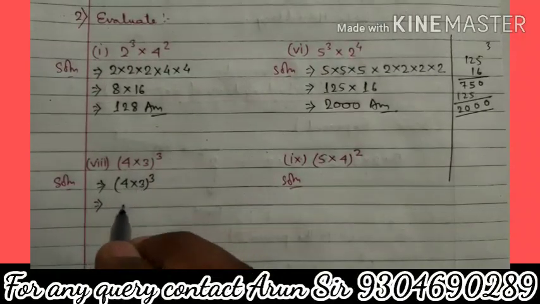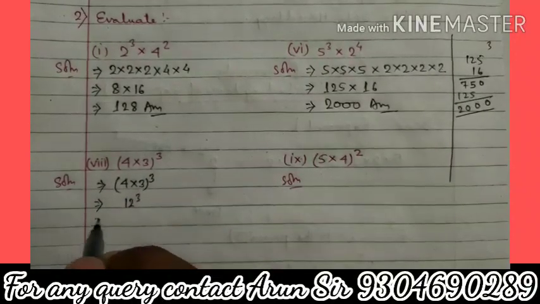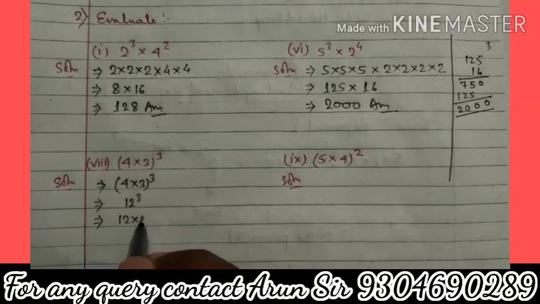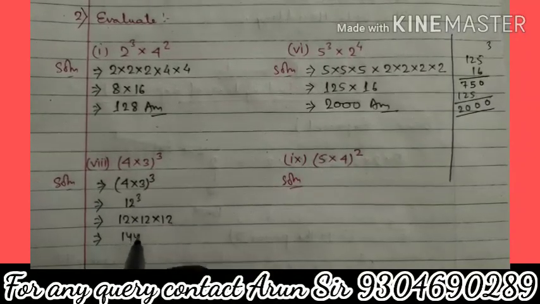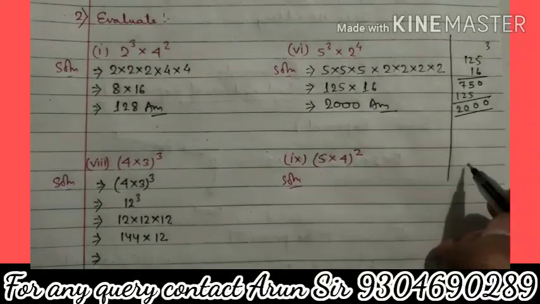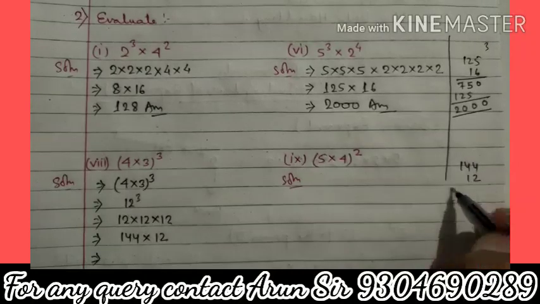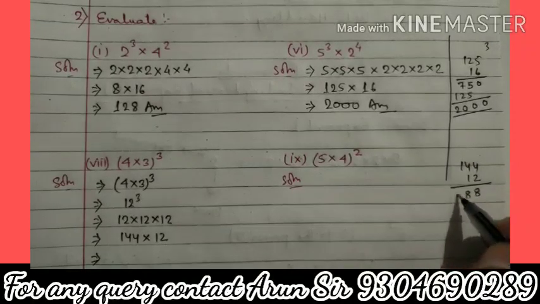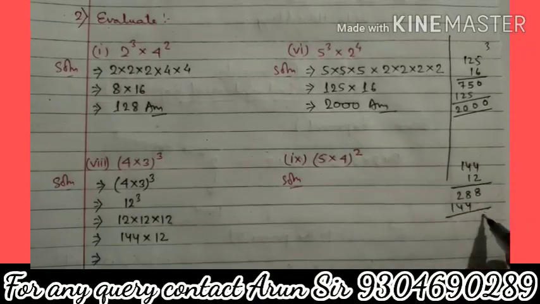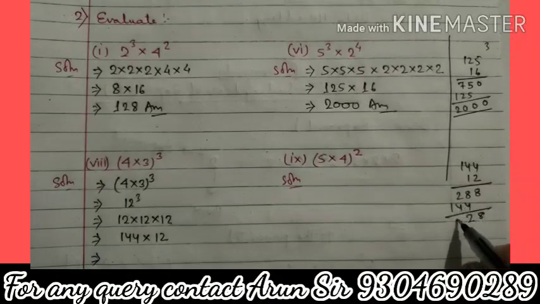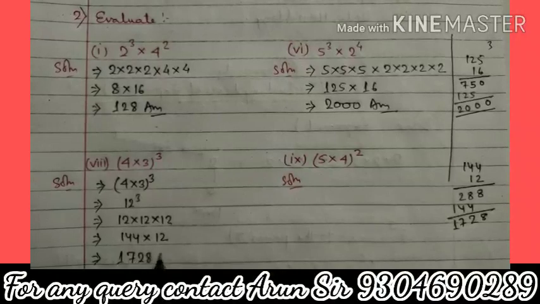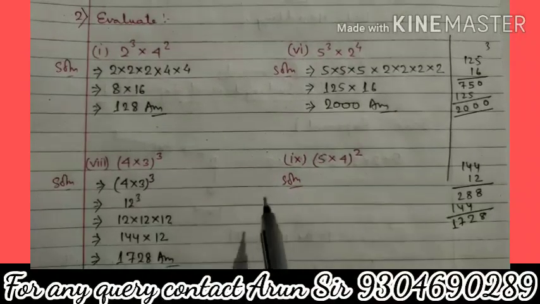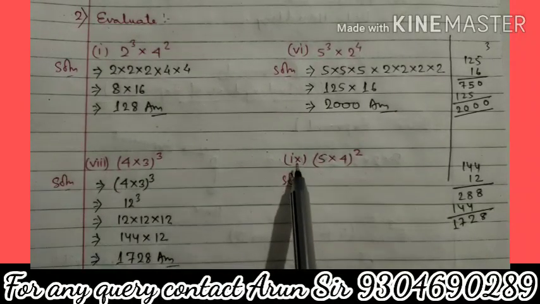How we will write? 4 3s are 12, 12 to the power 3. It means that 12 will be multiplied 3 times. 12 12s are 144, into 12. Again we have to multiply 144 into 12. 2 4s are 8, 2 4s are 8, 2 1s are 2, 1 4 4, 8 4 12, 2 carry 1, 5 6 7. Your answer will be 1728.